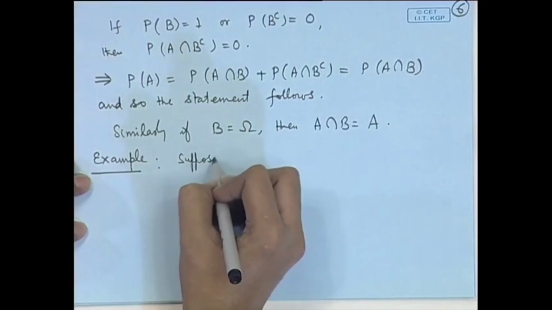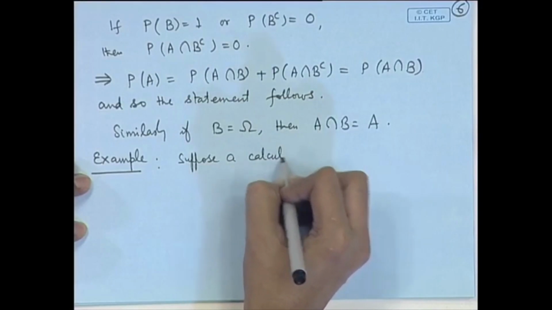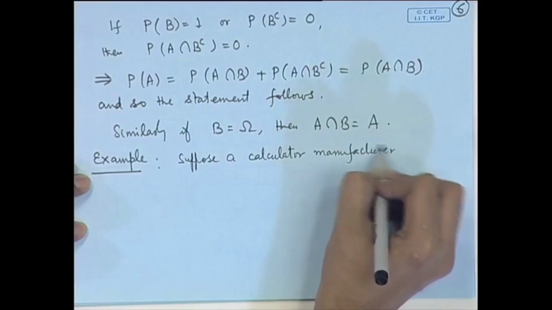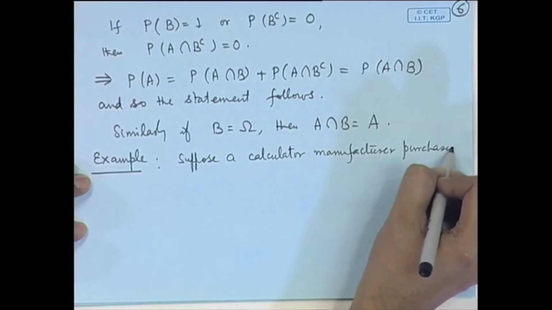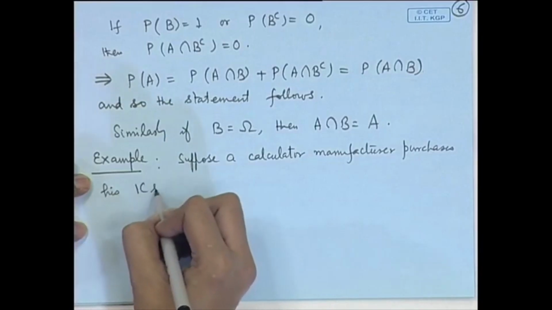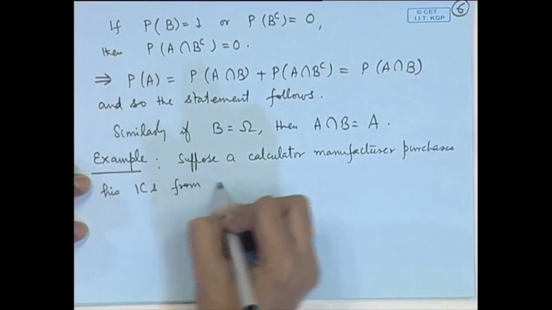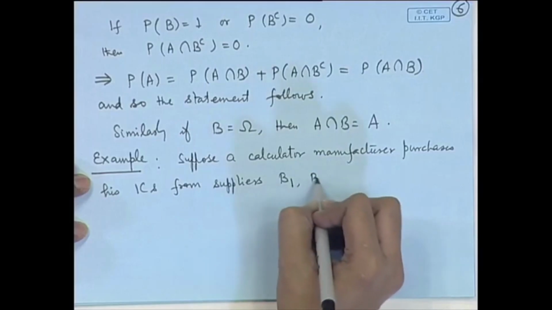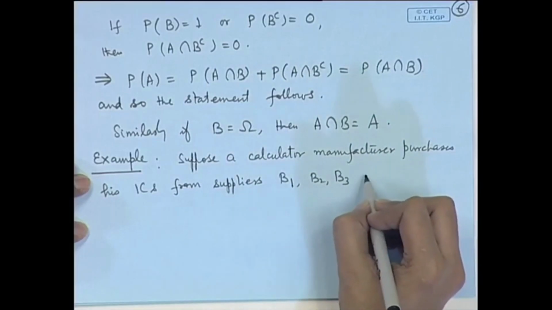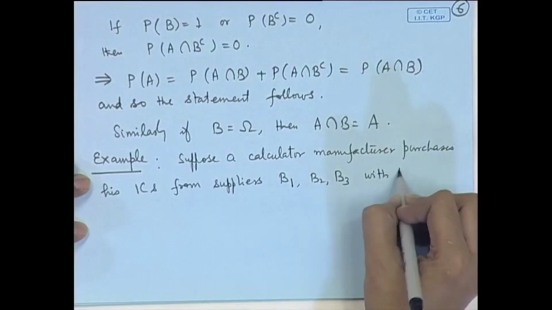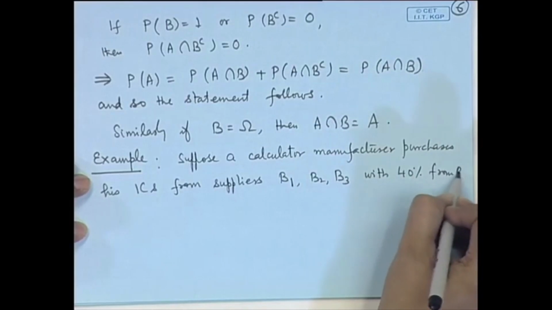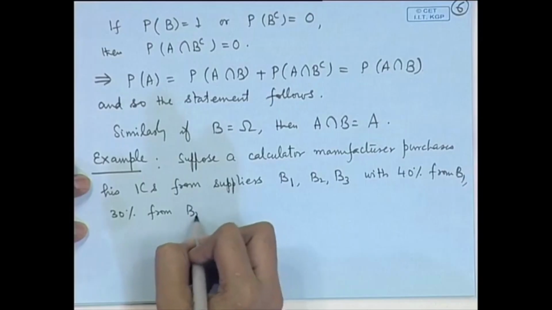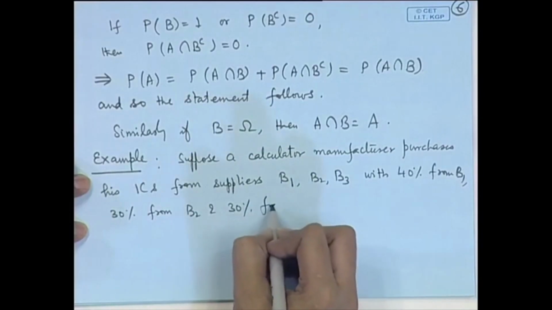Suppose a calculator manufacturer purchases his ICs from suppliers, say B1, B2, B3, with 40% from B1, say 30% from B2 and 30% from B3.